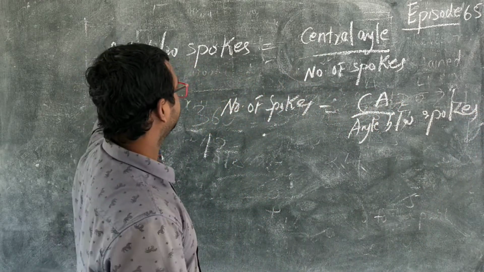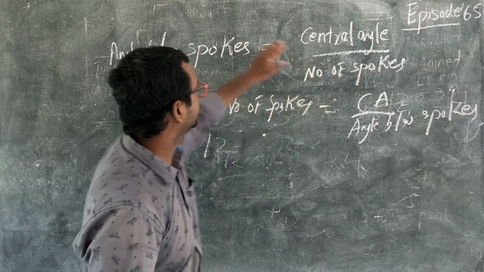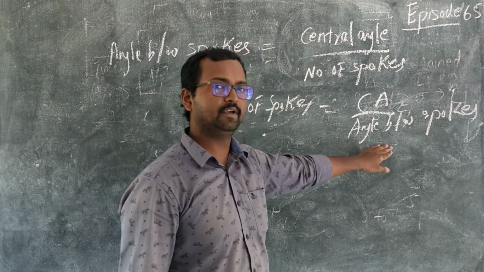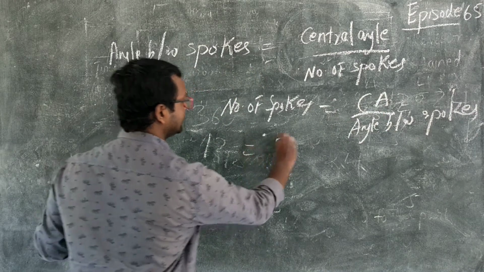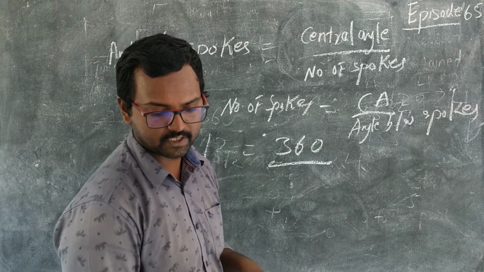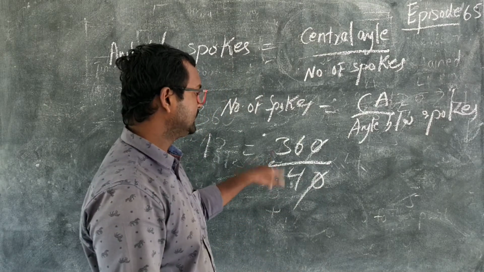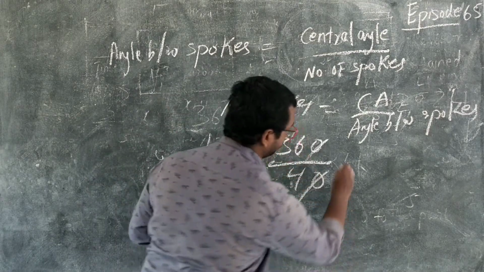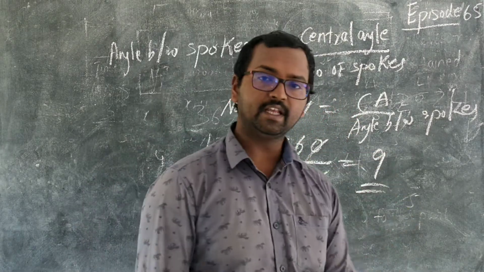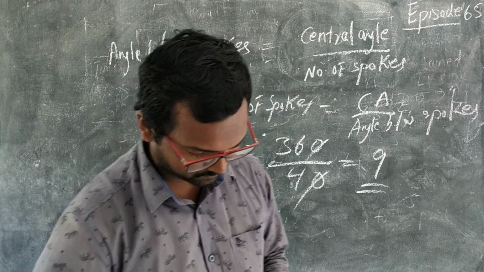See, this is our base standard formula. If the number of spokes is required, we take this from here to here, and we bring the angle between spokes to the denominator. The central angle is constant, 360 degrees. The angle between spokes they have given us is 40 degrees. So the zeros will get cancelled. 36 by 4 is 9 spokes. So 9 spokes are required to get 40 degrees.